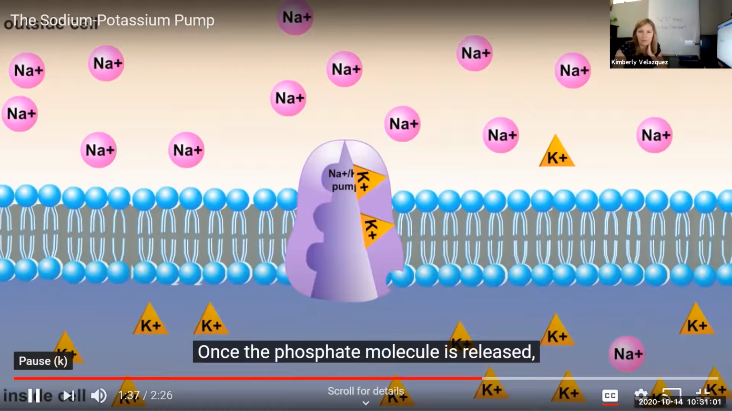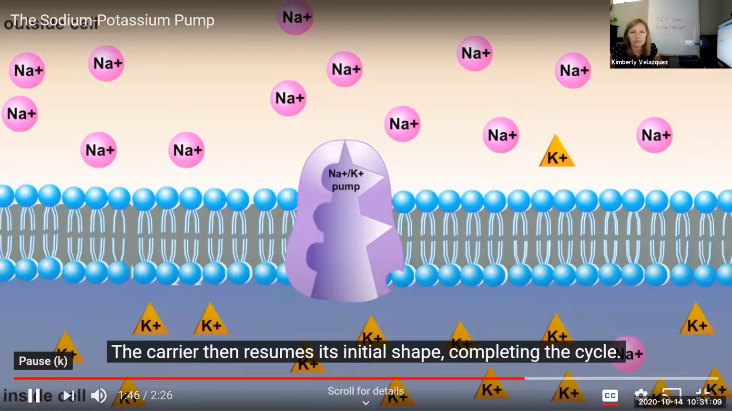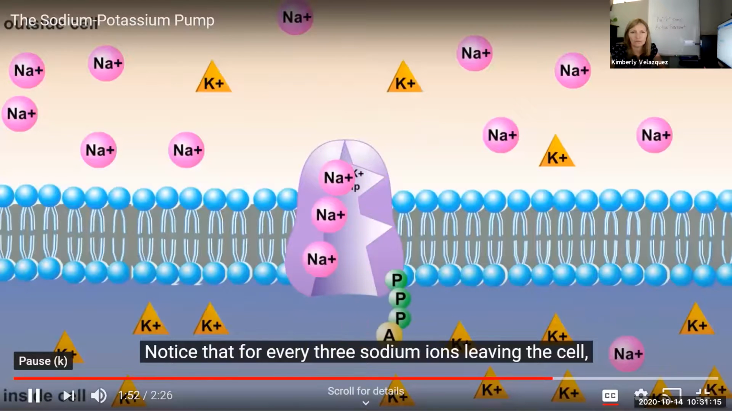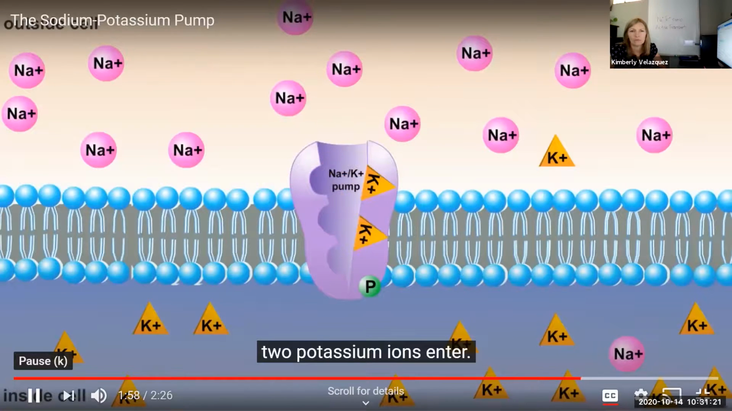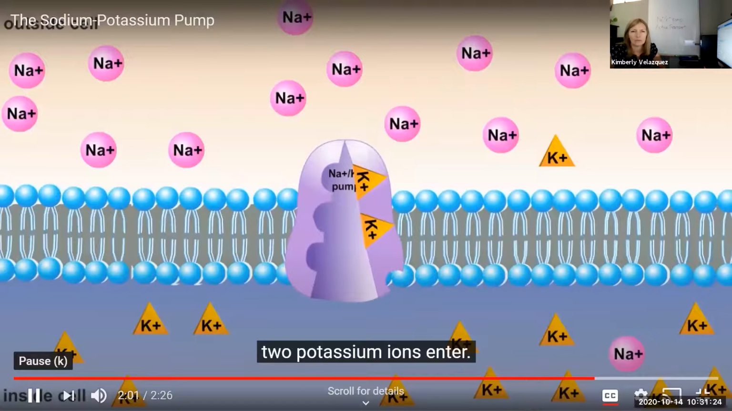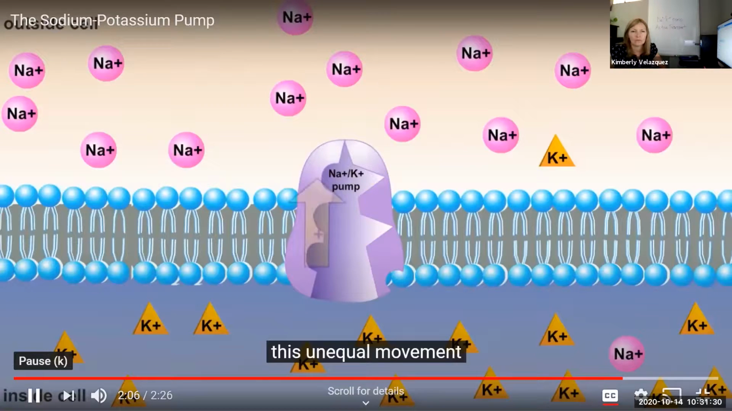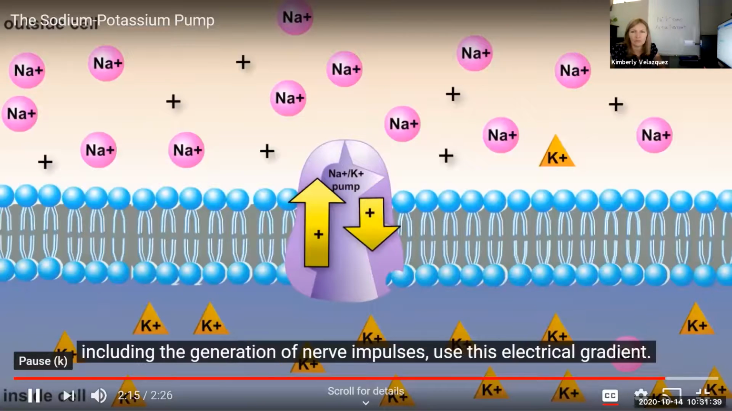Once the phosphate molecule is released, the carrier protein expels the potassium ions into the interior of the cell. The carrier then resumes its initial shape, completing the cycle. Notice that for every 3 sodium ions leaving the cell, 2 potassium ions enter. Since both sodium and potassium ions have a positive charge, this unequal movement causes an electrical gradient to develop across the plasma membrane of the cell. A number of cellular processes, including the generation of nerve impulses, use this electrical gradient.